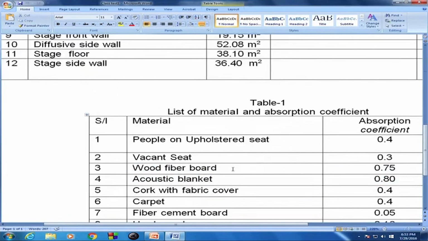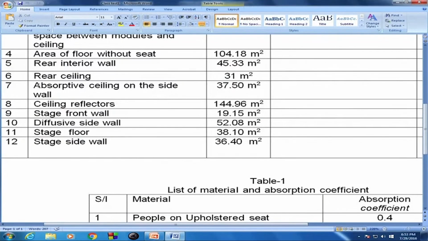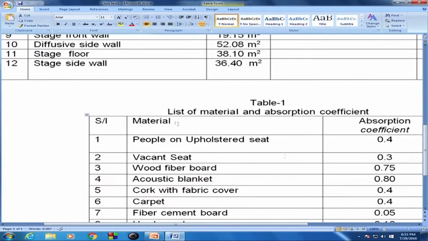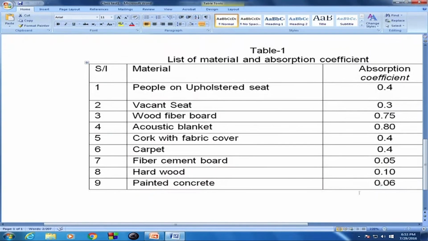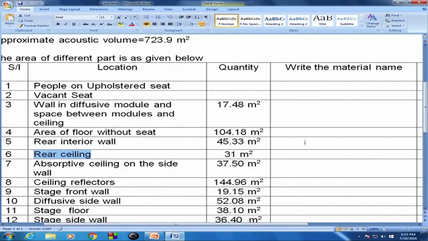So, I can say acoustic blanket I can use in the rear interior wall, and for the rear ceiling I can use wood fiber board. So, depending on the choice of aesthetic, I can choose the material from the market and treat that area. But the thumb rule is that the stage area must be as reflective as possible, the middle area must be as diffusive as possible, and the rear part must be as absorptive as possible.